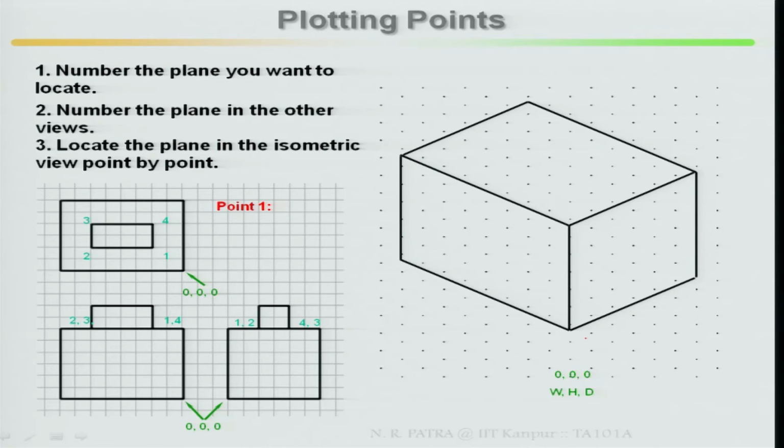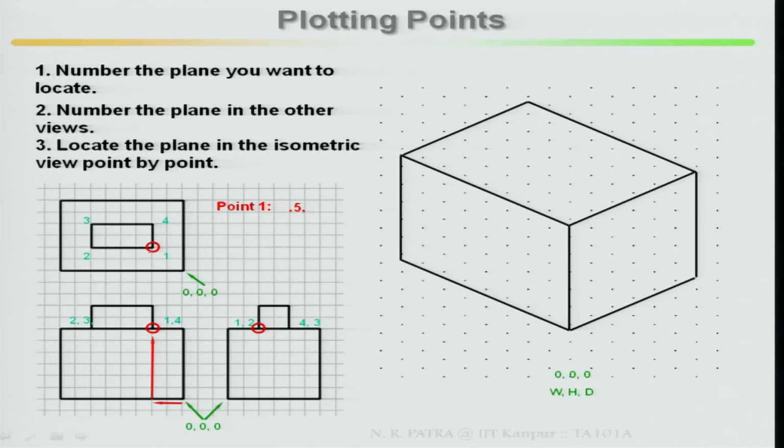Point 1. Look at your point 1. This is your point 1 at the top, this is point 1 in the front view, and this is point 1 in the side view. Now point 1, what are the coordinates? If this is 0, 0, from here to here, what is the distance in the front view? In the width direction, what is the distance? This is 0.5 by measurement.